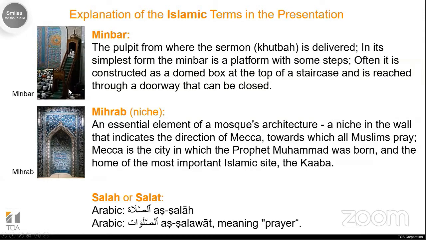Where the imam sits and then he does the khutbah. And then we have what we call the mihrab, which is a very critical key feature of a mosque architecture. A mihrab is basically a niche in the wall that indicates the direction of Mecca towards which all Muslims pray. And Mecca is the city in which the Prophet Muhammad was born and the home of the most important Islamic site, the Kaaba.